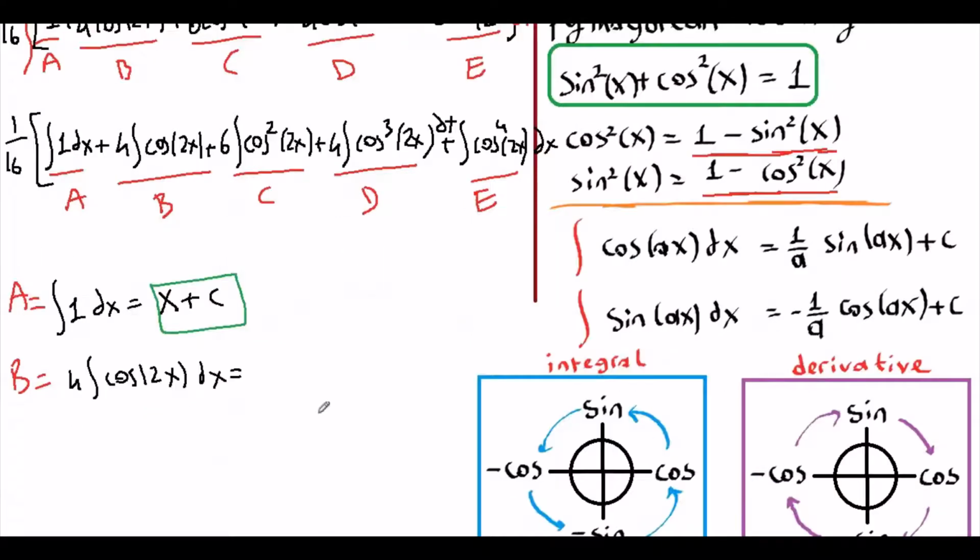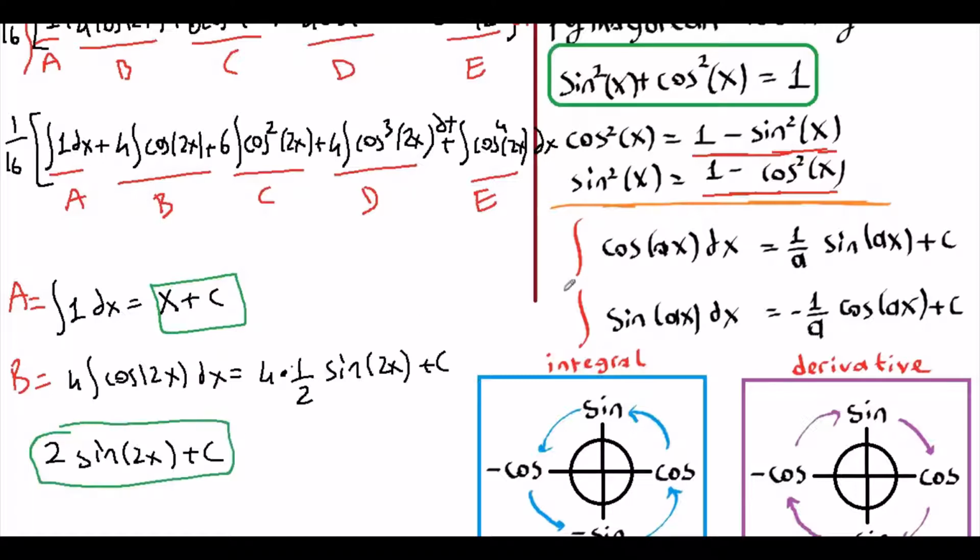We know that integration of cosine of ax is 1 over a times sine of ax plus c. In our case, 1/2 sine of 2x plus c. So 4 divided by 2 is 2. 2 sine of 2x plus c is block B. That is completely done. Let's continue with our block C.